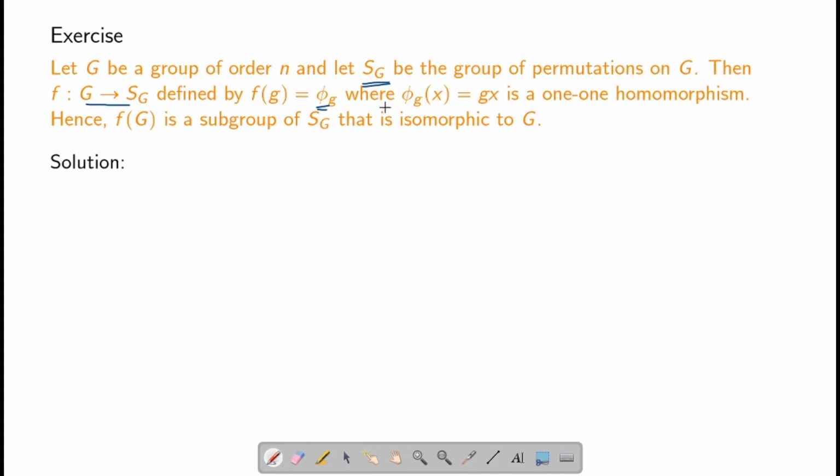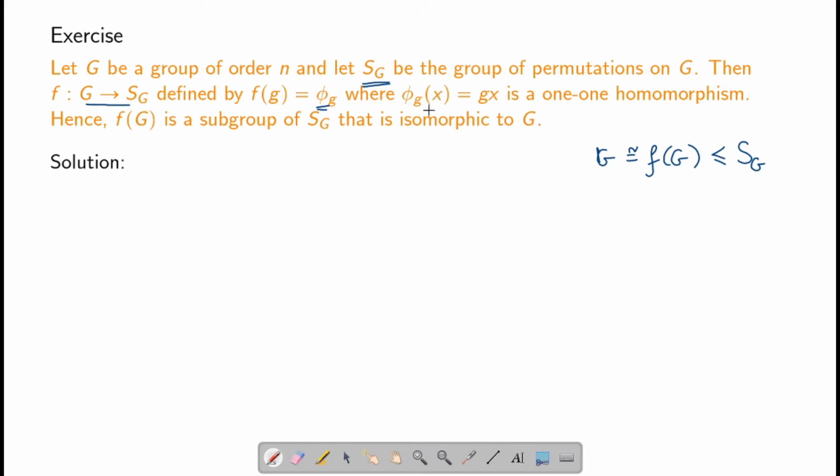Now what will this tell me? If this is a 1-1 homomorphism, this means that G and f(G) are isomorphic, and we see that f(G) is a subgroup of S_G, and hence you can see that G is always isomorphic to a subgroup of S_G. That is what you state as Cayley's theorem.